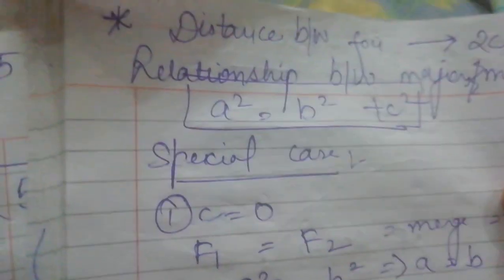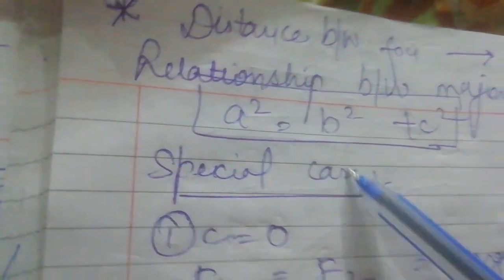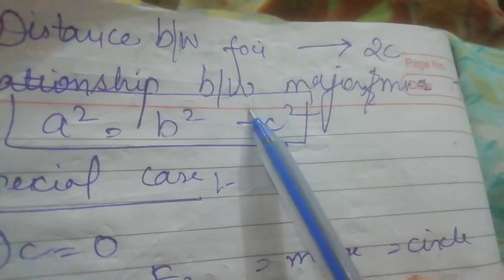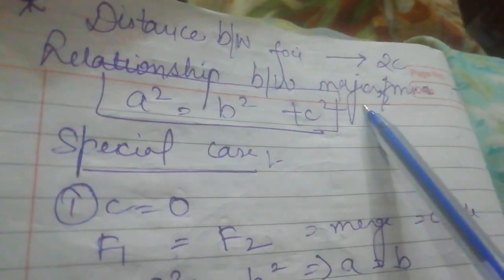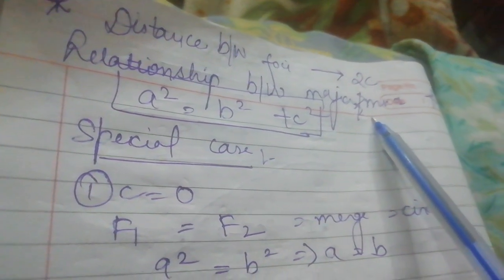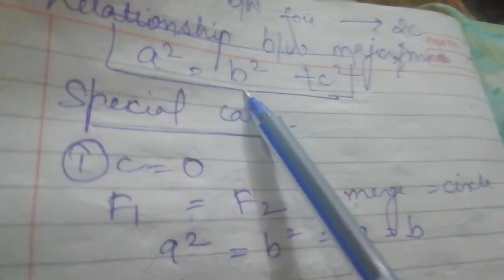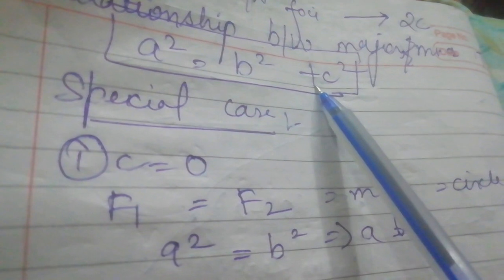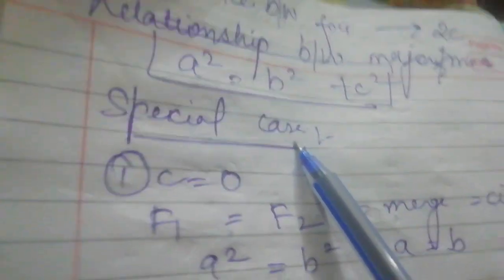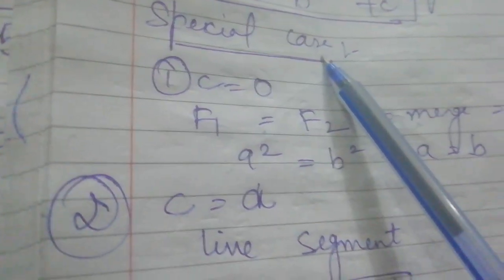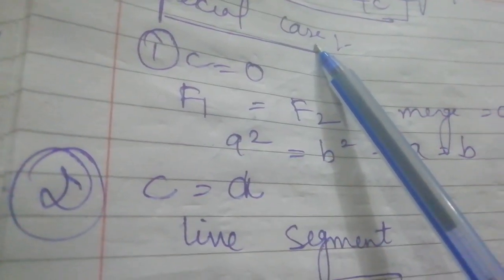Okay, let's move ahead. Another point: the distance between the foci is equal to 2c. The relationship between the major axis, minor axis, and foci is a squared equals b squared plus c squared. There are two special cases.